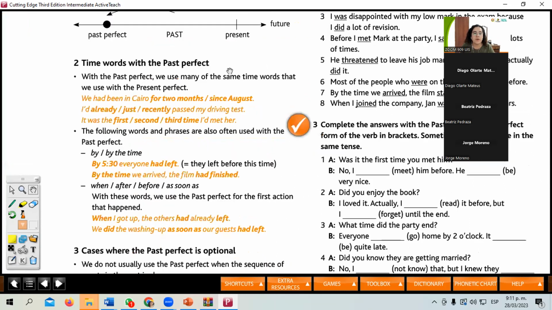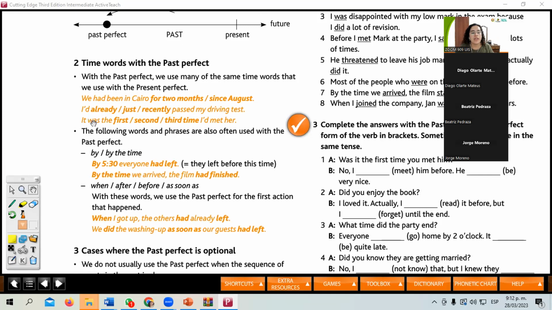For the past perfect, we can use time words that we can also use with the present perfect. Let's take a look. We had been in Cairo for 2 months. Habíamos estado en el Cairo por 2 meses, for 2 months, or since August. Aquí también podemos usar el for y el since, for and since. I had already or just or recently passed my driving test. Yo recientemente había aprobado mi test de conducción.